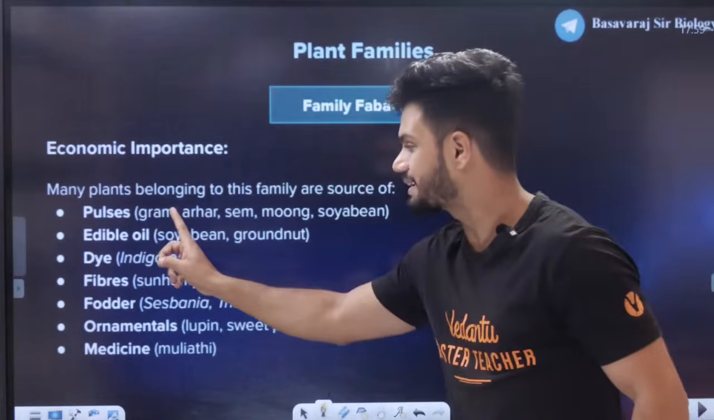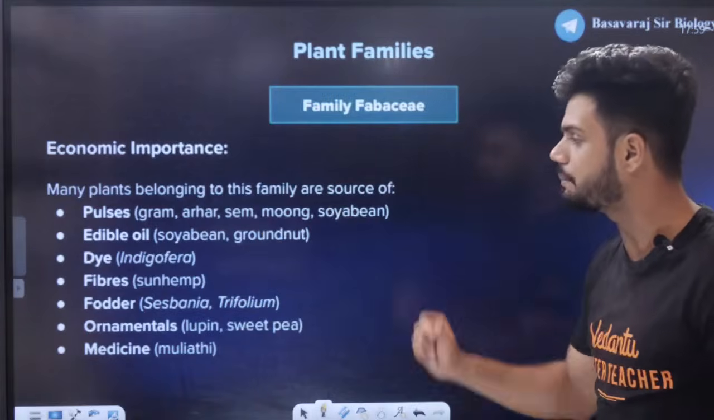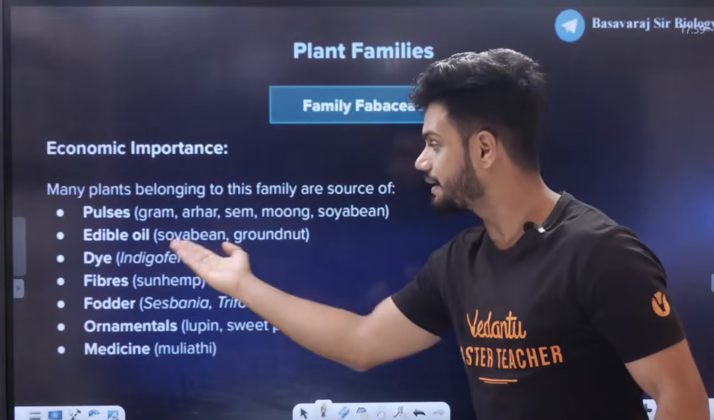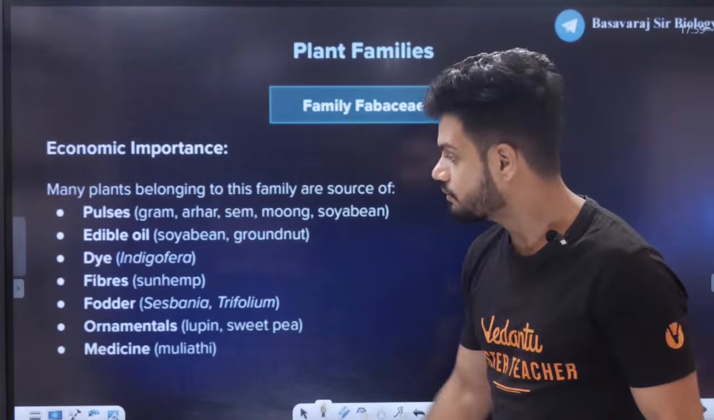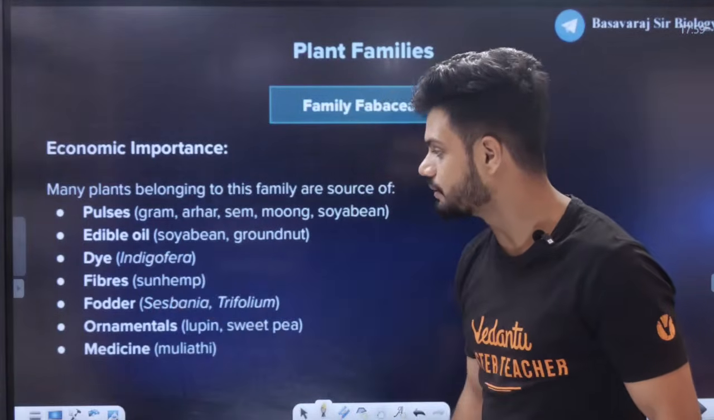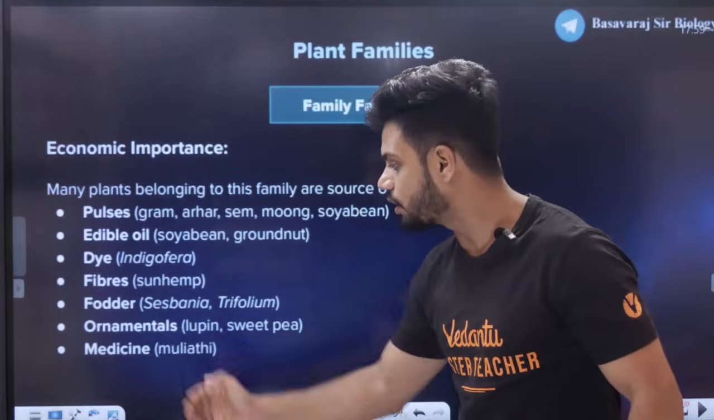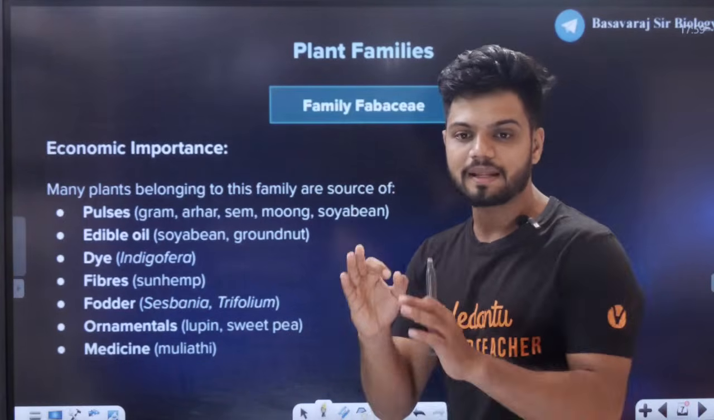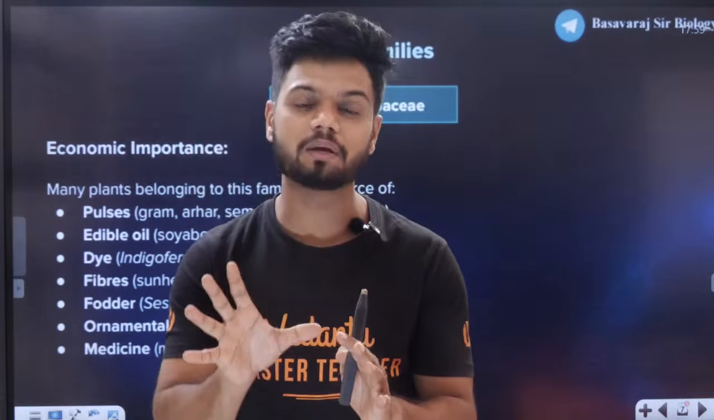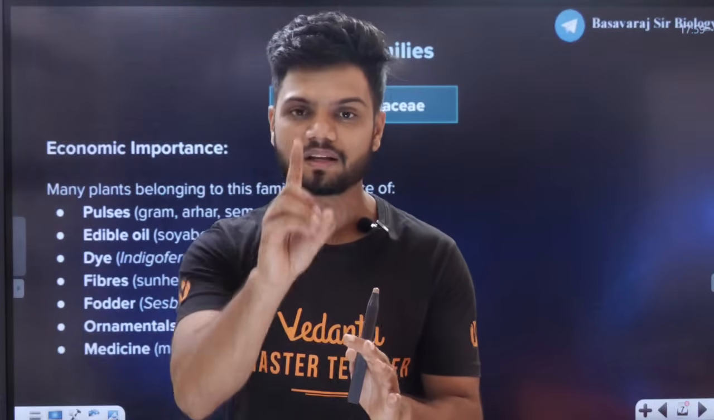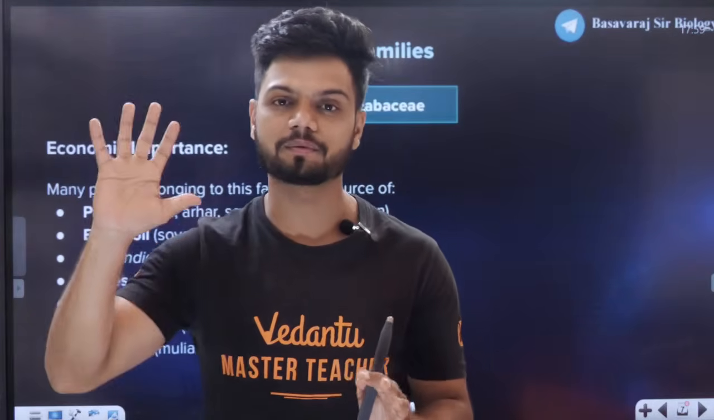So with that, your Fabaceae is almost over, but you need to remember the economic importance. Pulses, gram, moong, soybean, edible oil we get. Sunflower, we get soybean oil, groundnut oil. We also use some dye, that is indigofera, fibers, fodder, ornament, medicine. So in examination, they can ask you directly the question from the economic importance also. And with that, the first family is over.